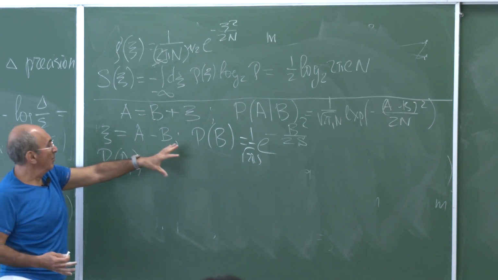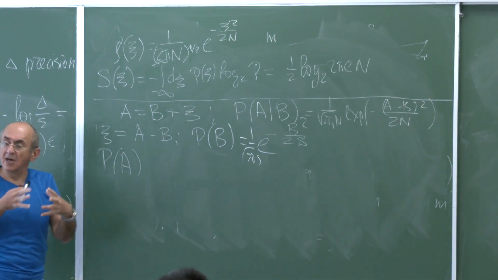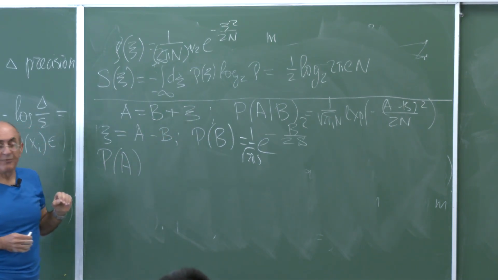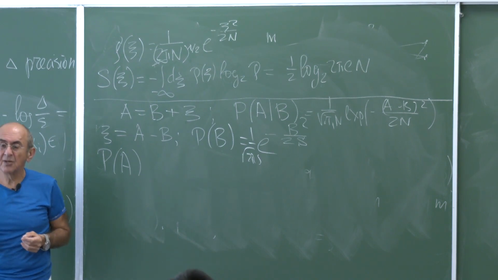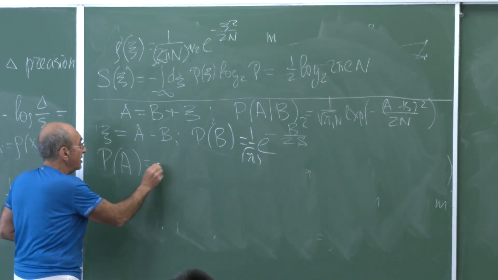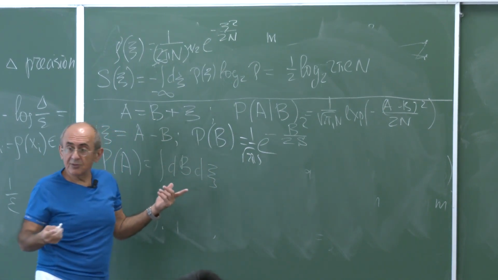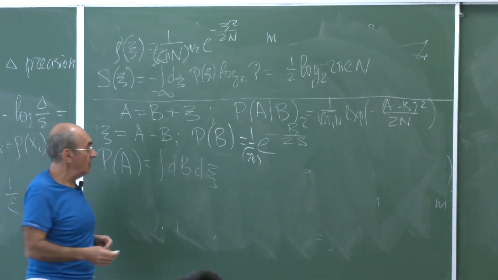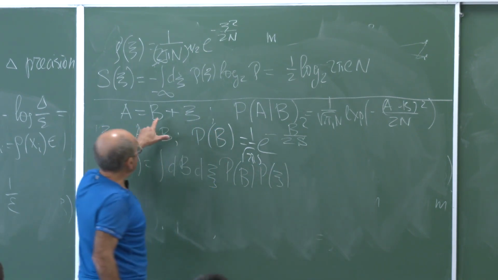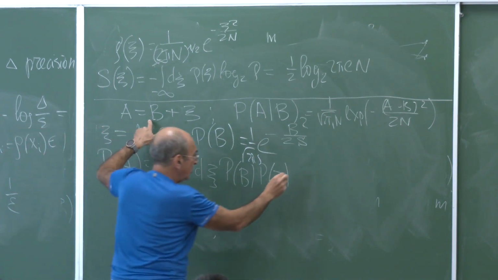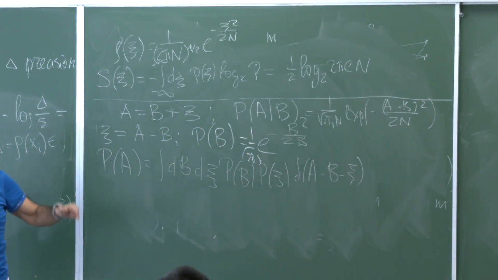How do I compute the probability of A? I have the probability of B, the probability of Xi. A is their sum. How do I get the probability of A out of it? I need to integrate over all values of B and over all values of Xi. They're independent, right? I assume that the noise is independent of the signal. So it will be P of B, P of Xi, but I need to account for this with the delta function of A minus B minus Xi. It is as simple as that.